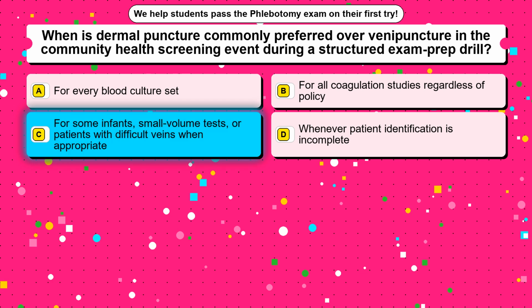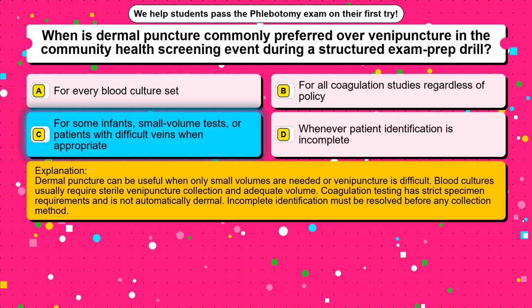The correct answer is option C. For some infants, small volume tests, or patients with difficult veins when appropriate. Dermal puncture can be useful when only small volumes are needed or venipuncture is difficult. Blood cultures usually require sterile venipuncture collection and adequate volume. Coagulation testing has strict specimen requirements and is not automatically dermal. Incomplete identification must be resolved before any collection method.